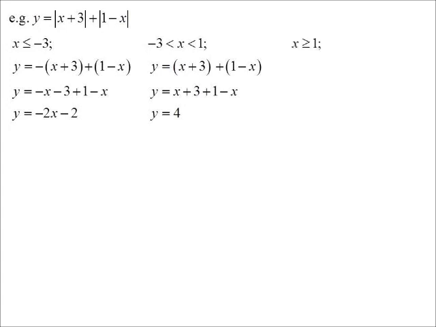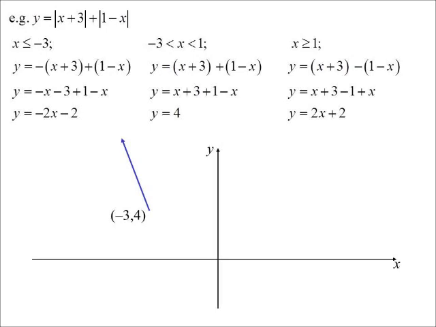Sub 1 in, x plus 3, well that's positive. So that'll stay as x plus 3. 1 minus, well, that'll end up negative if I pick a number bigger than 1. So that'll become minus 1 minus x. And we end up with the line 2x plus 2. So we have this lovely graph which starts with minus 2x minus 2, which stops there at x equals -3. It then goes horizontal until it gets to x equals 1 and comes back up to 2x plus 2.